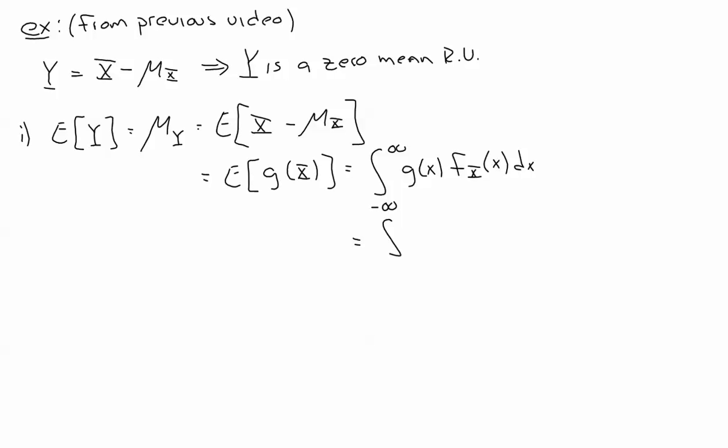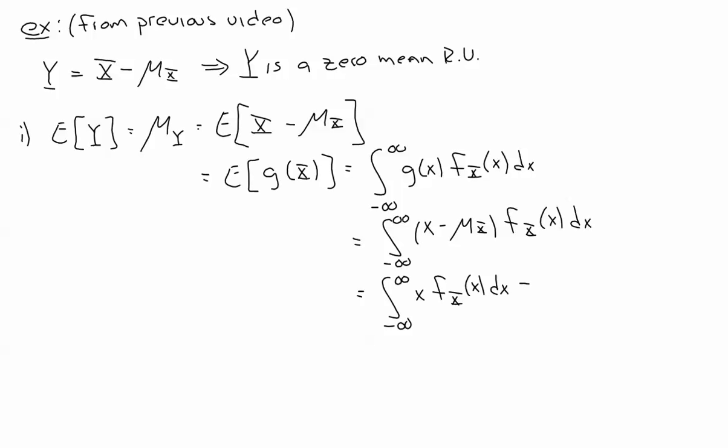And that then can be written as the integral from minus infinity to plus infinity of x minus mu x times the probability density function. And expanding this out, I get the integral from minus infinity to infinity of x times its probability density function minus a constant, which always comes outside of my integral sign.